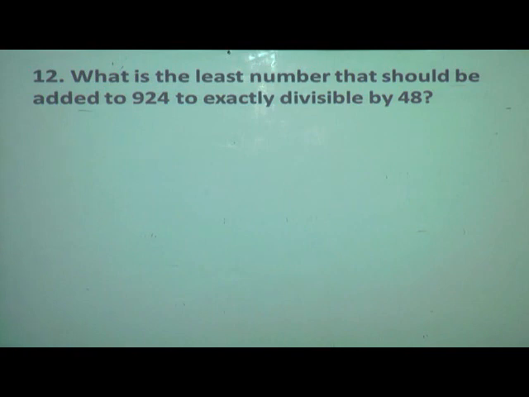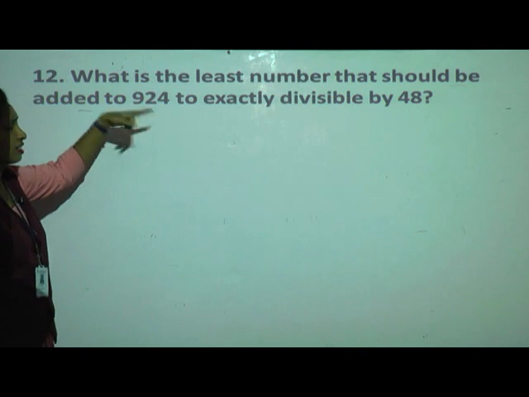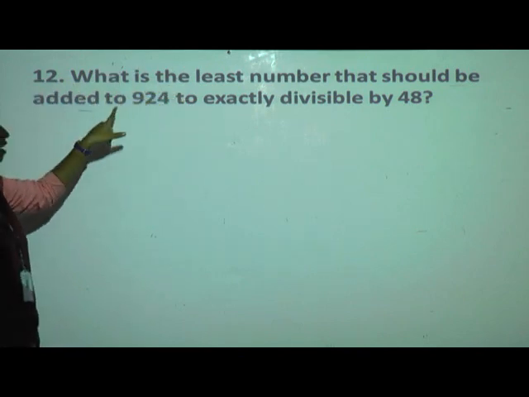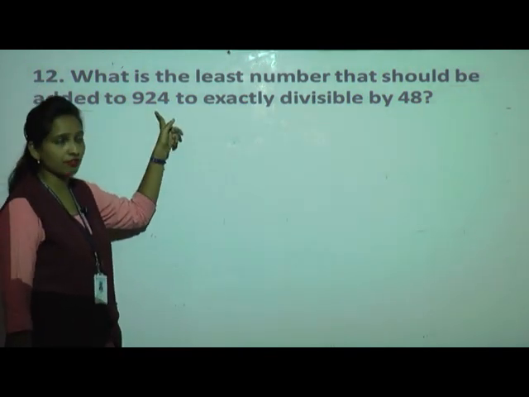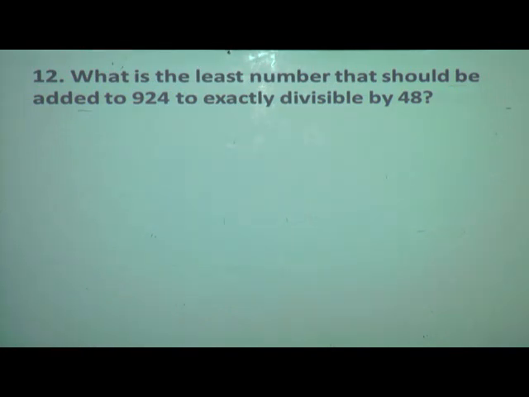Now see the question. What is the least number that should be added to 924 to be exactly divisible by 48? Exactly the reverse is given. First we found the number which we can subtract. Now which number can you add to the given number to make it divisible by 48? Very interesting. When you use your mind, you can do it. I feel you should solve this question on your own. Otherwise, I am here to explain the same question again in our Google Meet.